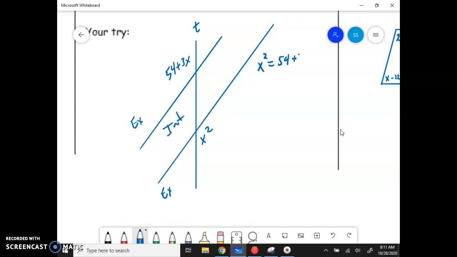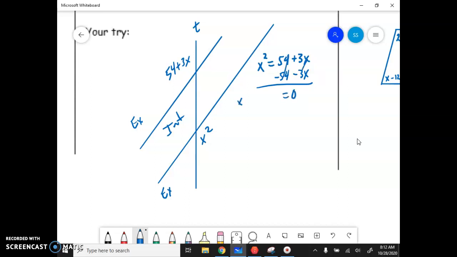54 plus 3x. So we're going to need to factor this out because this is a quadratic. So the first step we need to do is set this equal to 0. And we do not want to subtract x squared because we don't want to have a negative x squared. We want to go ahead and subtract all of this out and set the right side equal to 0. All right, this will all cancel out. This will be equal to 0.